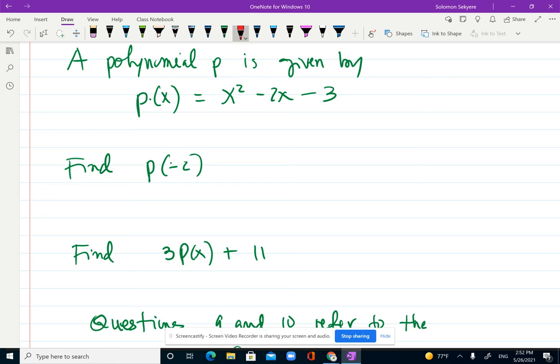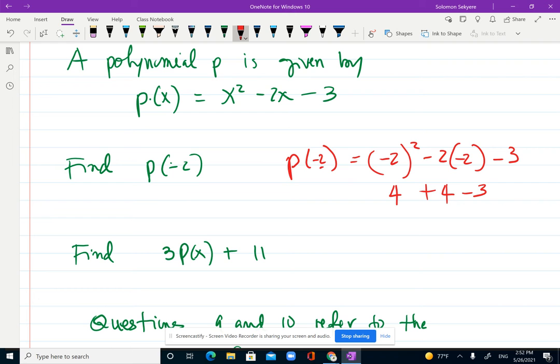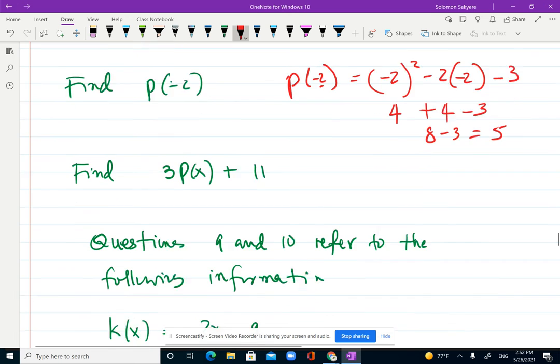So you see how p of x equals x squared minus 2x minus 3. P of negative 2 means wherever there is x, you put negative 2 there. So it will be negative 2 squared minus 2 times negative 2 minus 3. What is negative 2 squared? Okay, negative times negative becomes positive. So it becomes plus 4 minus 2 times negative 2 becomes positive 4, then minus 3. So it is 8 minus 3, which is equal to 5. That is p of negative 2.